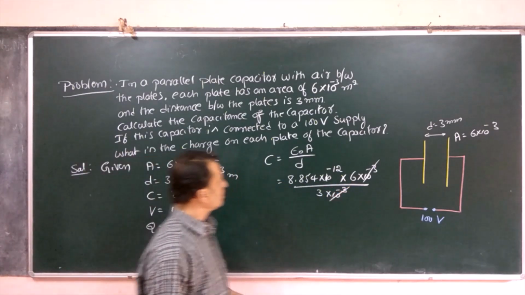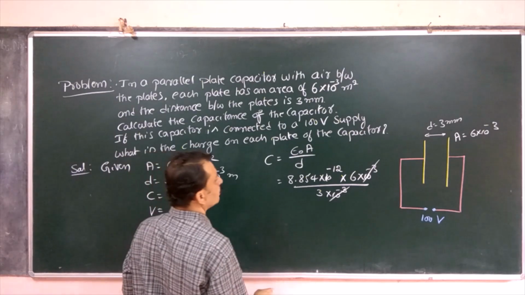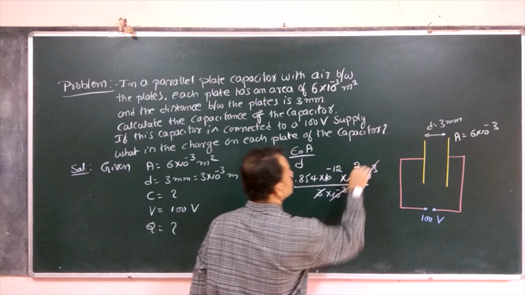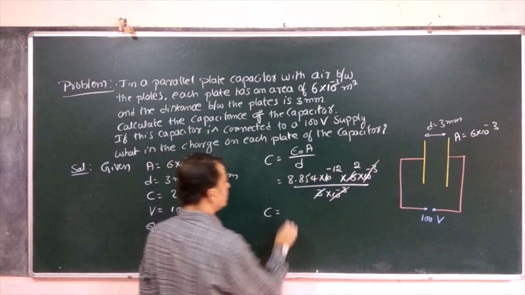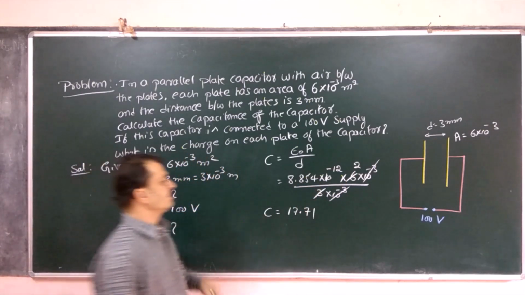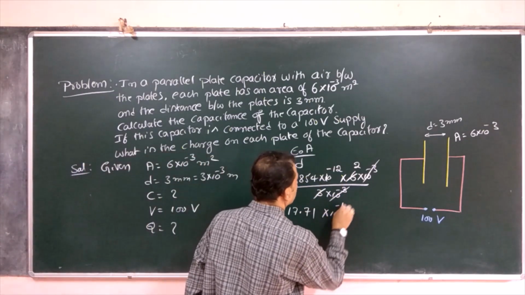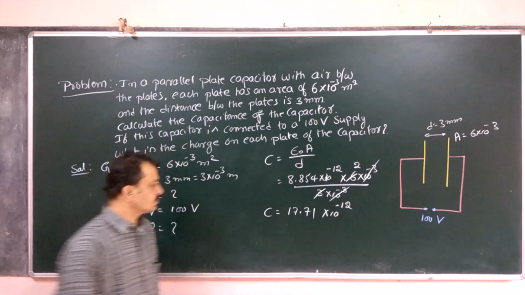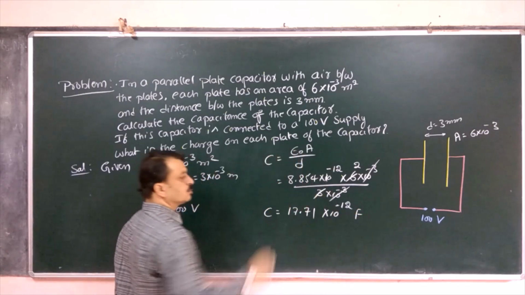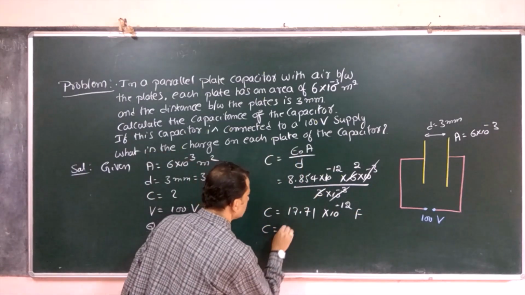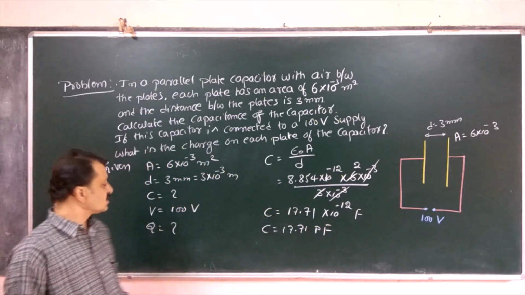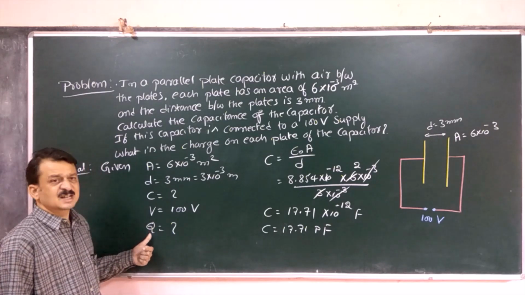So if you multiply this one, multiplying, the 1s and 2s go, so on multiplying, it is 17.71 into 10 to the power of minus 12 farad. When we say 10 to minus 12, we know it is picofarad. 17.71 picofarad capacitance. Now I have to calculate what is the charge.